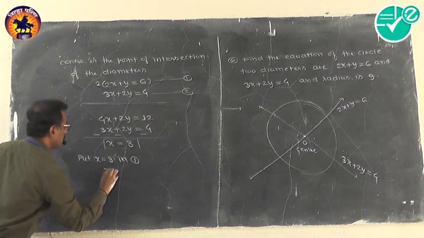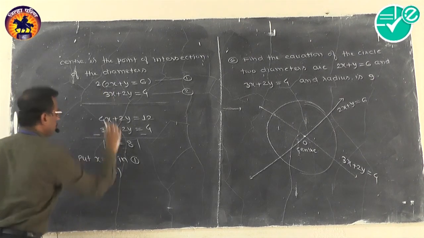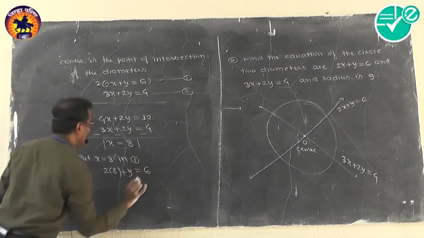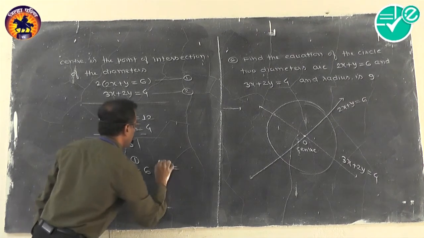First equation means 2x plus y is equal to 6. So what is the value of y we are having?